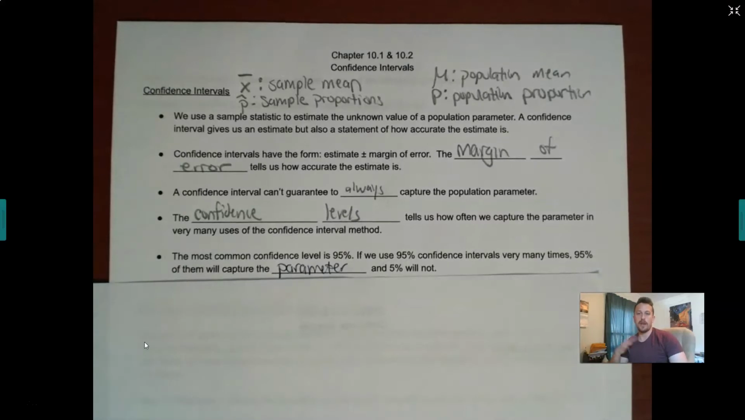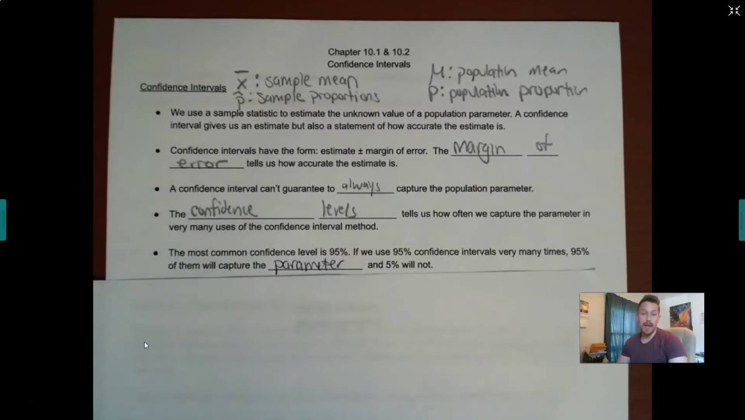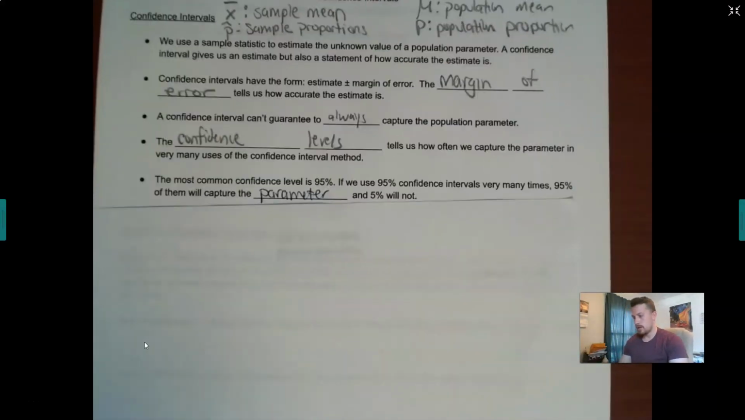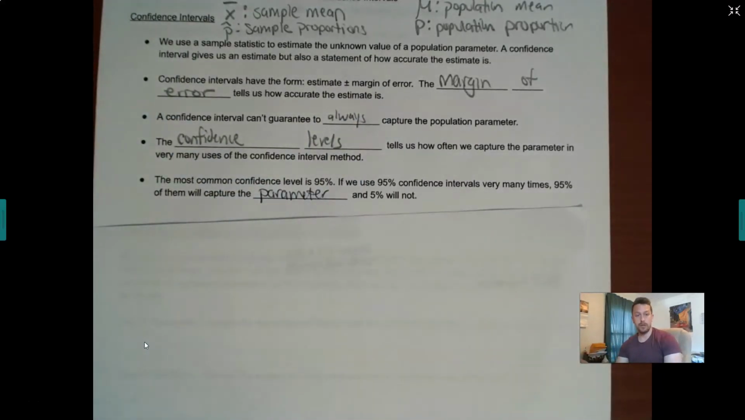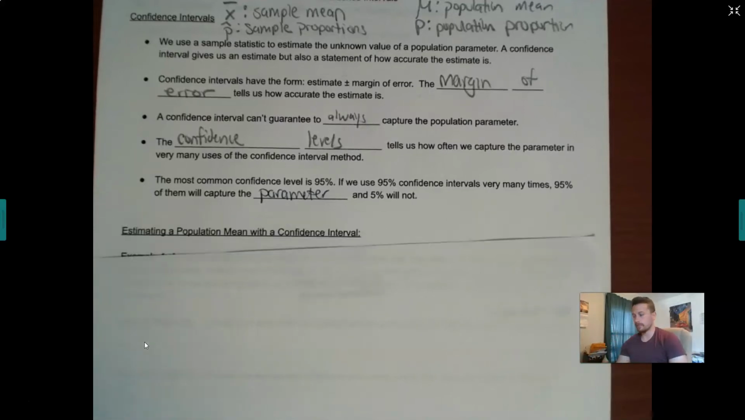So we would say we're 95% confident that the population parameter falls between this value below as a lower limit and this value above as an upper limit. And we're going to be looking at the formula on how to actually calculate that. So that's the basics of a confidence interval. It's just an estimate plus or minus a margin of error, and it's estimating the population with a given sample.